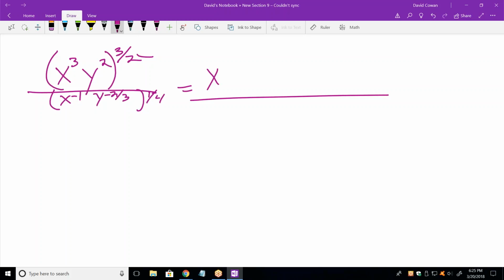Is it x to the 9/2? And how about the y? 6/2. And in the denominator, what's the x? To the negative 1/4. And what's the y going to be? To the negative, isn't it negative 2/12? Yeah, or negative 1/6.